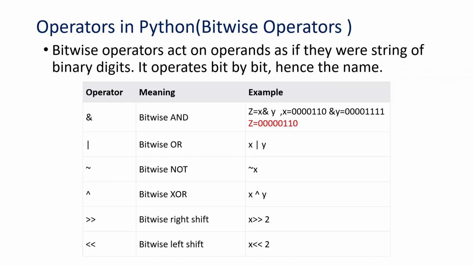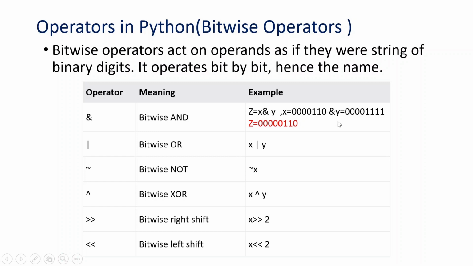Then bitwise logical operators. Bitwise means it performs the logical and, or, not on the data bit by bit. See, this is your bitwise logical and. If I take x is equal to 00010, y is equal to 00111, and perform a logical and between x and y, you will get the value 00010. Why is it so? Because it performs a logical and between each and every bit.